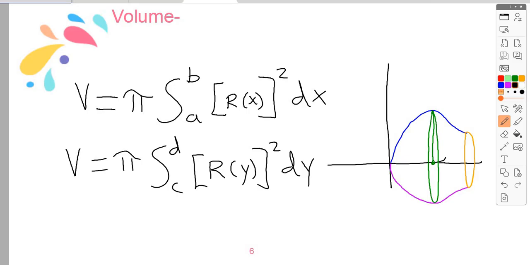So we're going to look at an example where my axis of rotation is another line, which means that my radius has to go there instead of all the way to our x-axis. Questions so far?